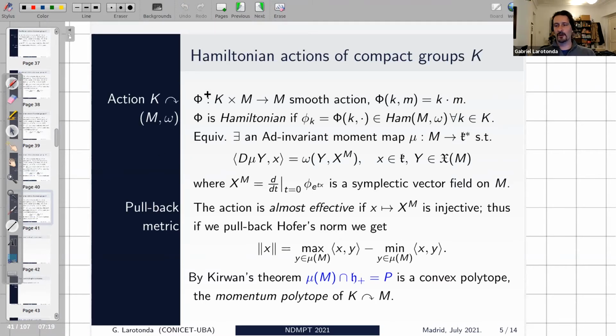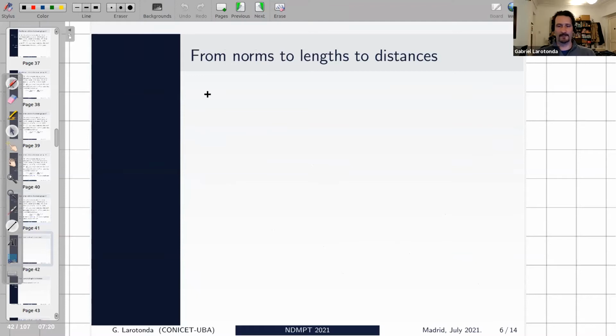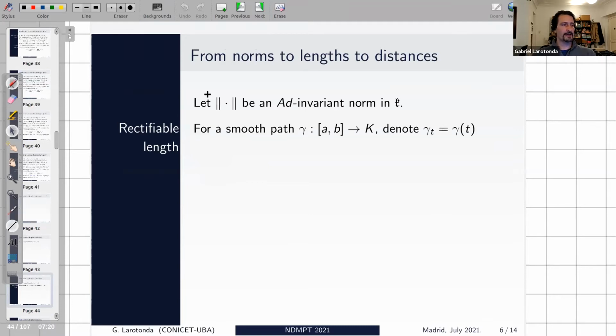How do you go from a norm to a distance? Well, this is a very classical procedure. You take any, in fact, ad invariant norm, not necessarily ones we are considering here. And then for any smooth path, let me use the subindex to denote the variable t, which I think is nicer to read, to simplify the notation. And then you compute the length of the path by differentiating and translating with the group action to the origin of the Lie algebra. So you now have an element of the Lie algebra, and you can measure it, and then you integrate in the classical sense.